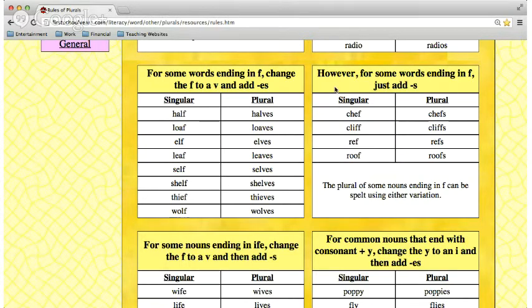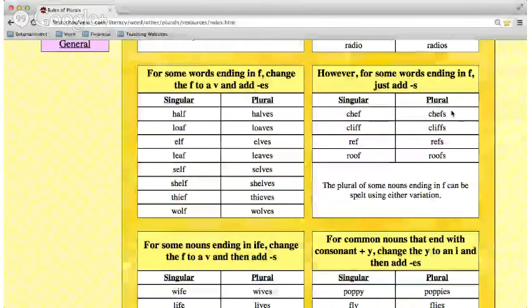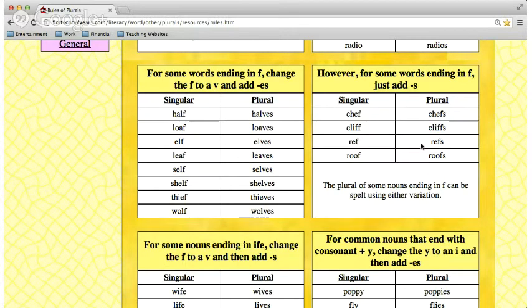Chef. Chief. Reef. Roof. Chefs. Chiefs. Roofs. Okay. All right, good. So let's practice here. You are correct. This is pronounced chef, but this would be chefs. Chef. Good. Cliff. Cliffs. Good. Ref. Refs. Good. Let's see. Roof. Roofs. All right. Very good.